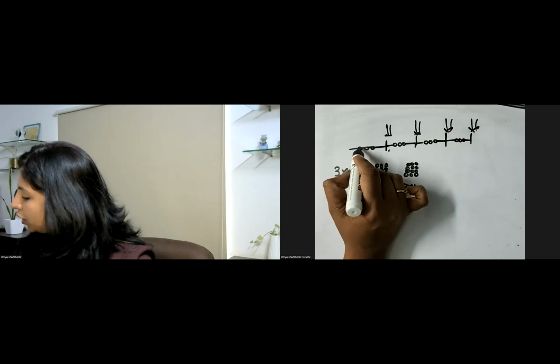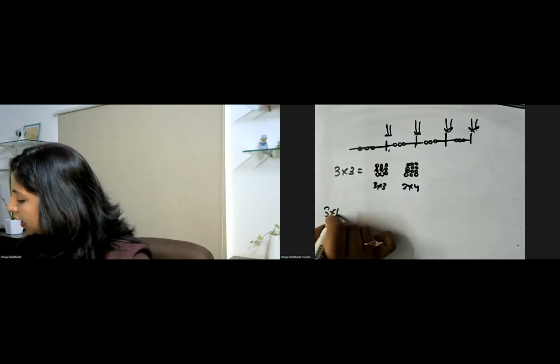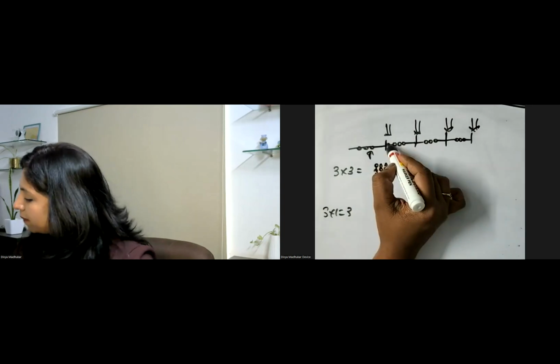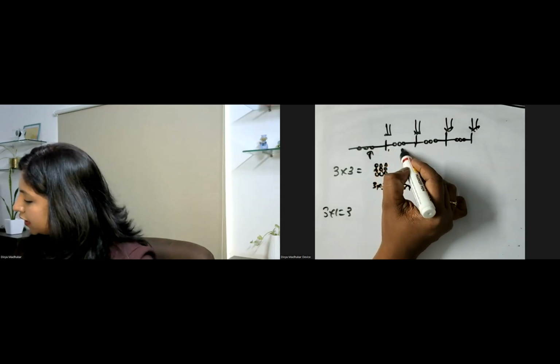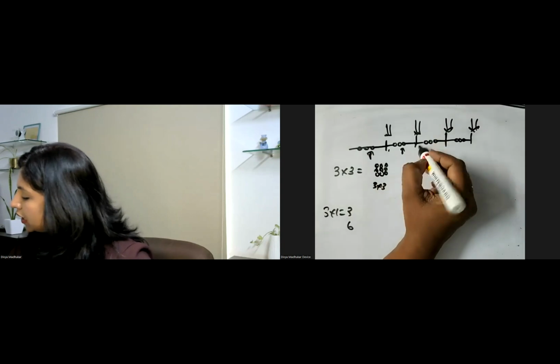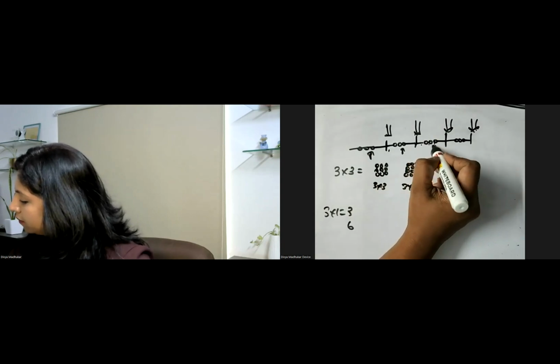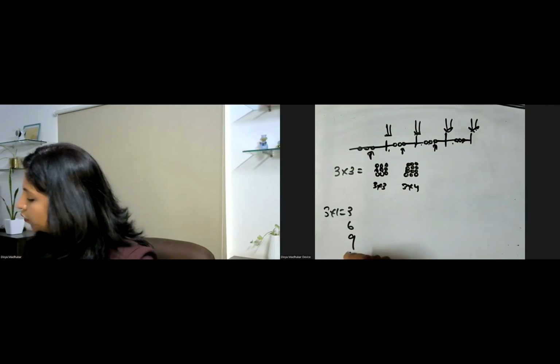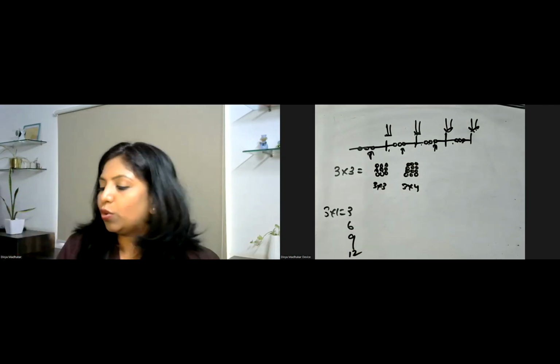So when you skip 1, 2, 3, 3 one time is your 3. So you will position your arrow mark here. Then I'll skip 1, 2, 3. So where is my arrow mark? It is at 6. Then I skip 1, 2, 3. So my answer is 9. Then I skip 1, 2, 3. My answer would be 12. So this is how you do a skip count.